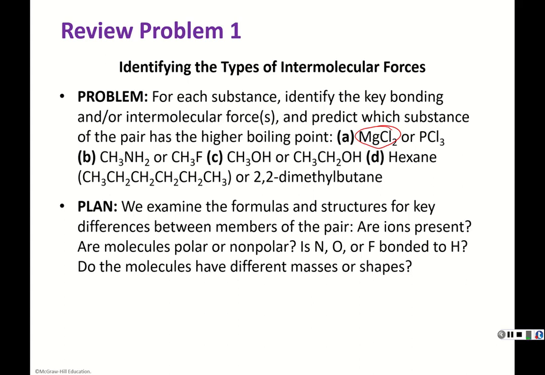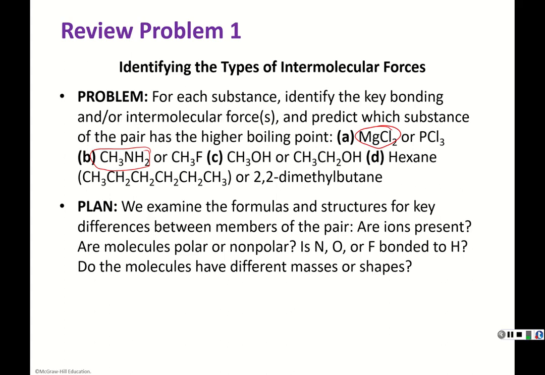Okay, if we look at CH3NH2 and CH3F, we have both polar, okay, but if we're talking about the pure substance, only one can undergo hydrogen bonding. And that's the one that has a hydrogen attached to nitrogen, so that's this compound. So that will have a higher boiling point.